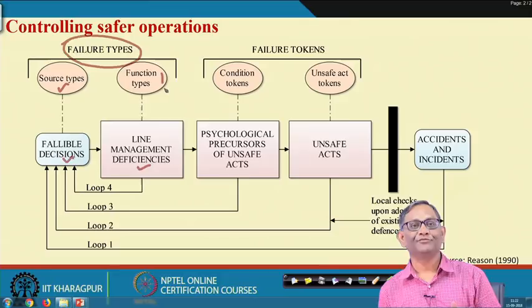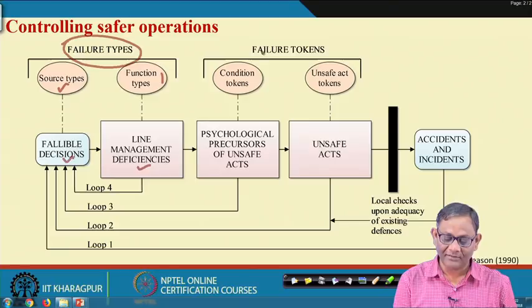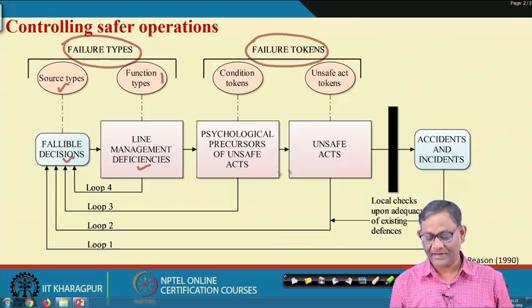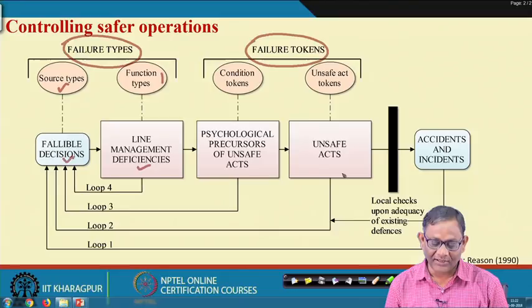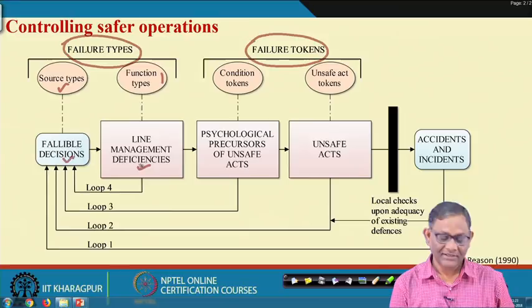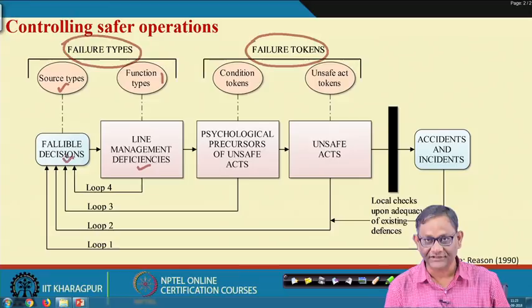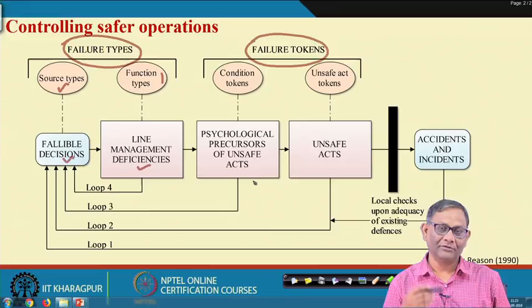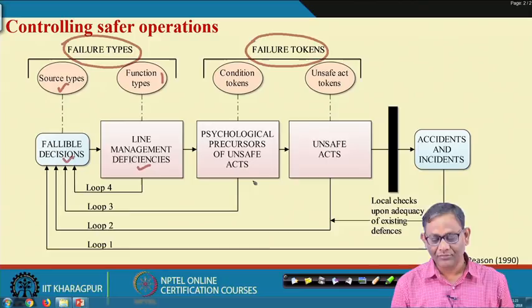And then another important term he has used is failure tokens. These are failure types and failure tokens, because the precursors to unsafe acts, or the unsafe acts committed by the worker at the shop floor level, or the conditions created at the shop floor level, are failure tokens. And it is because of the deficiencies of the line management, and the line management deficiencies again are basically because of the fallible decisions. So, as a result, if you want to control all those deficiencies, or remove errors or recover from errors, you require feedback from across all levels.